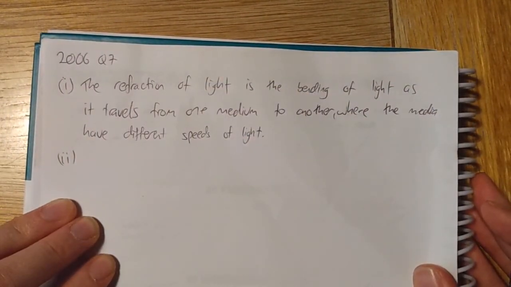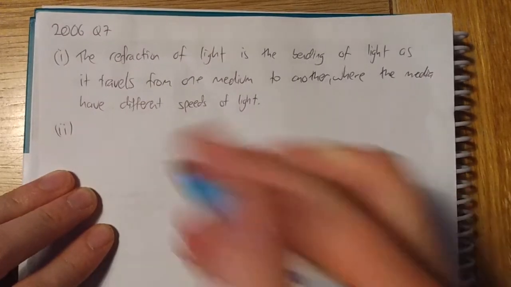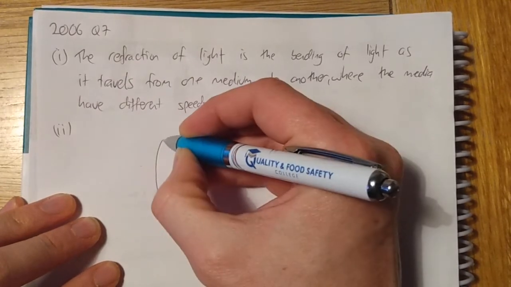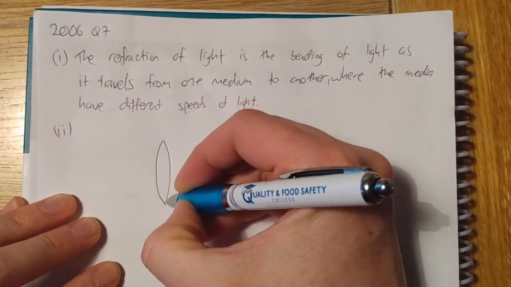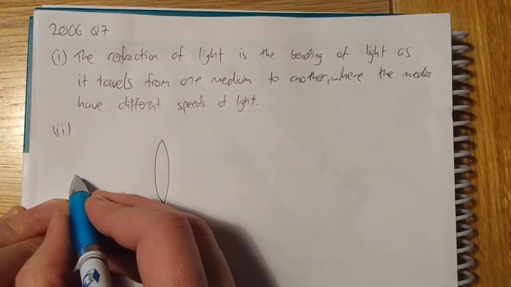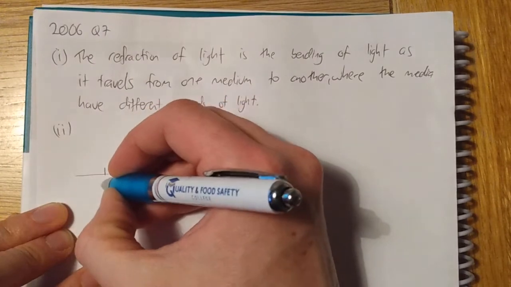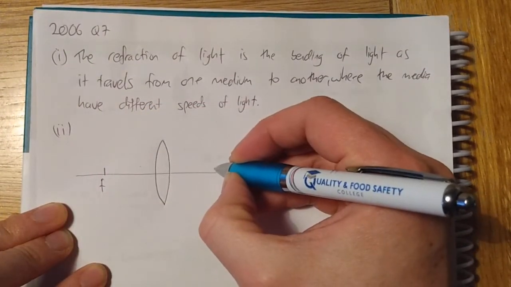A converging lens is used as a magnifying glass. Draw a ray diagram to show how an erect image is formed by a magnifying glass. Okay, so a converging lens. Don't let anyone call them concave lens. Okay, we've got a converging lens. Got my principal axis going along there. Gonna make this my focal point, and equally out the other side.